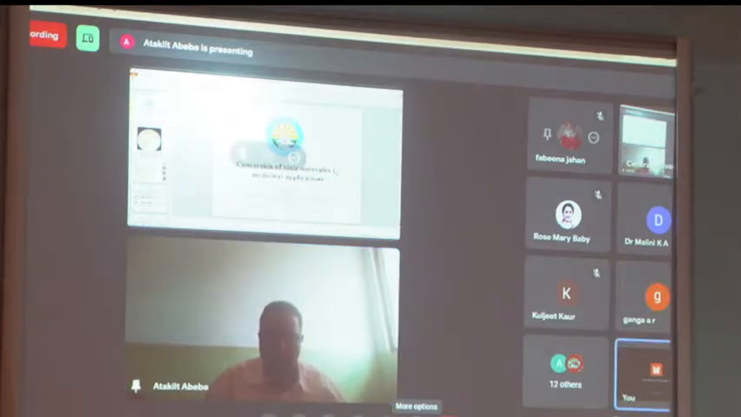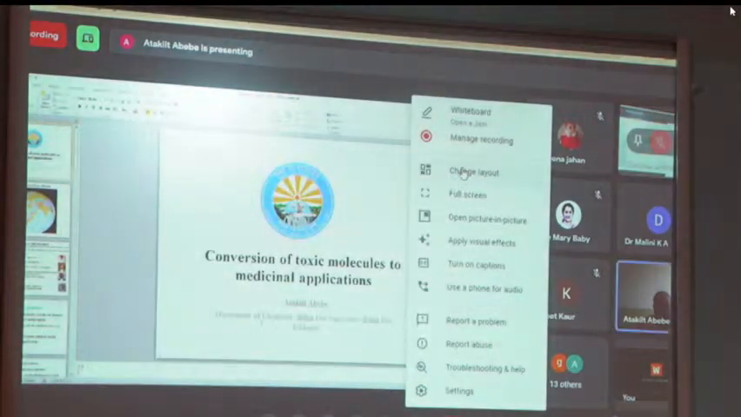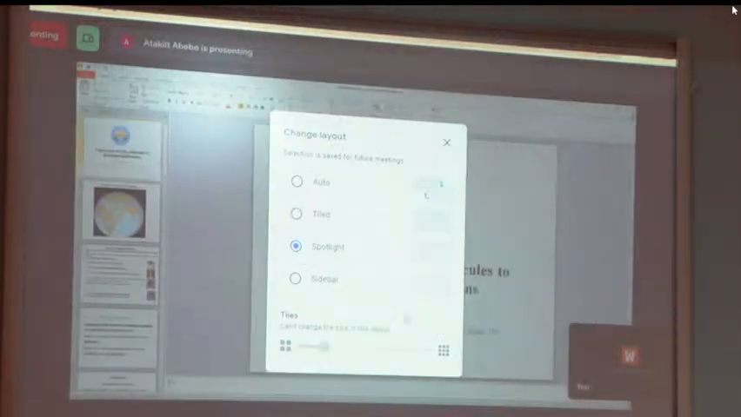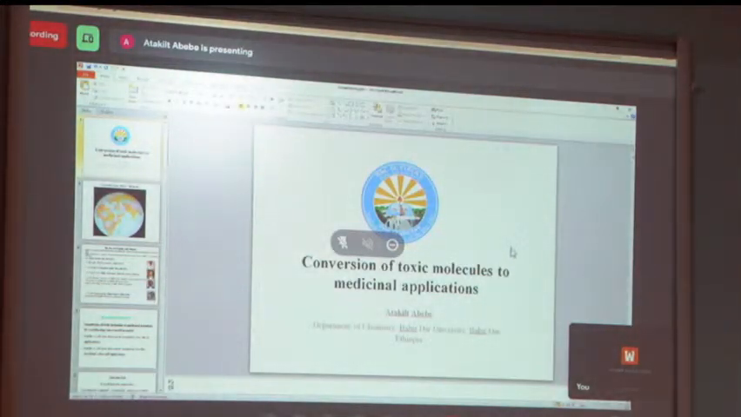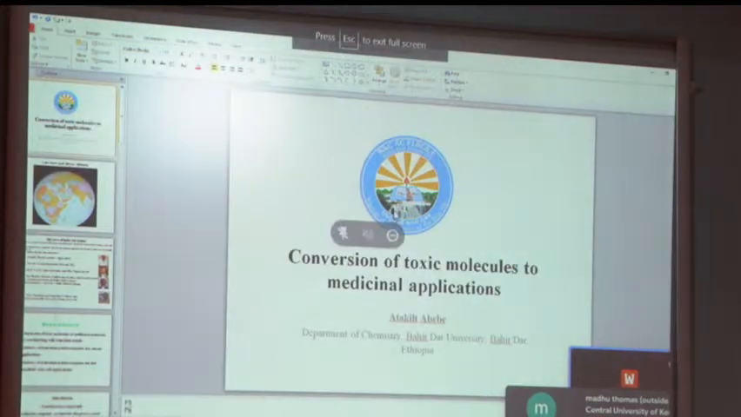Yes, we can see you now, and we can see the screen. But we need this to be full screen, right? You can press F. Yes, now I think it's okay.